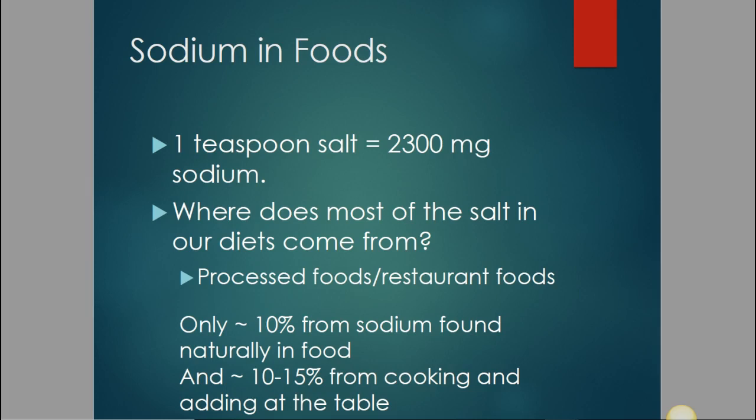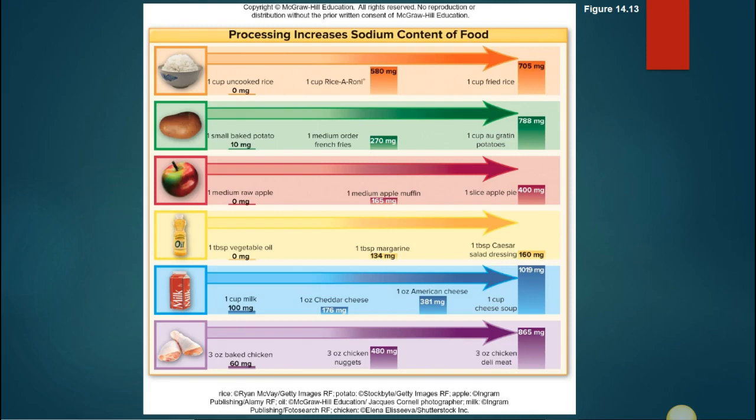Only about 10% of sodium in the typical American diet comes from sodium that is found naturally in foods, and about 10 to 15% of sodium in the typical American's diet comes from cooking or adding salt at the table. So you can see that by a wide margin, processed foods and restaurant foods, which make up most of the rest of the sodium in our diet, really are the larger concern when it comes to getting excess amounts of sodium in the diet.